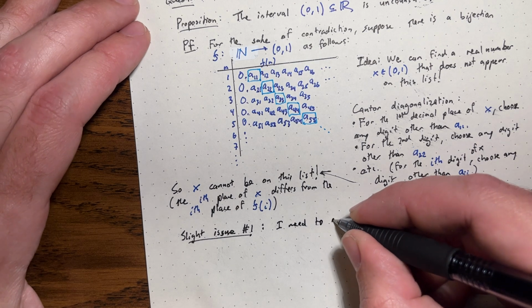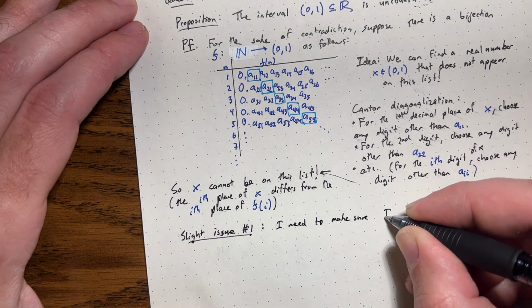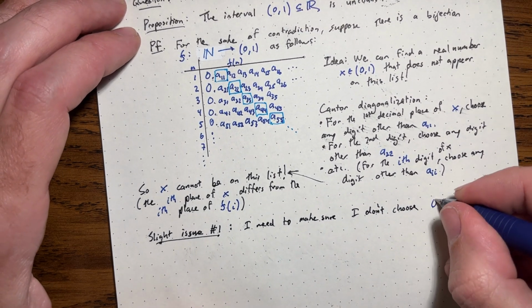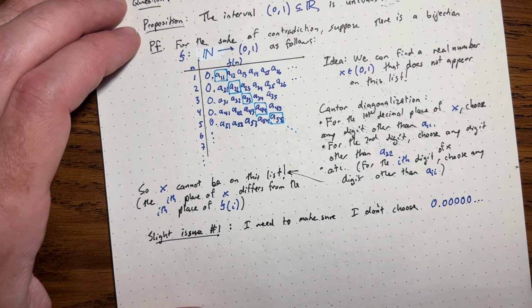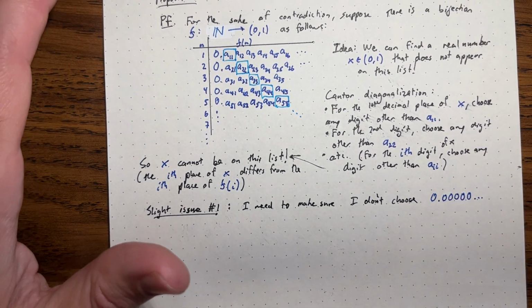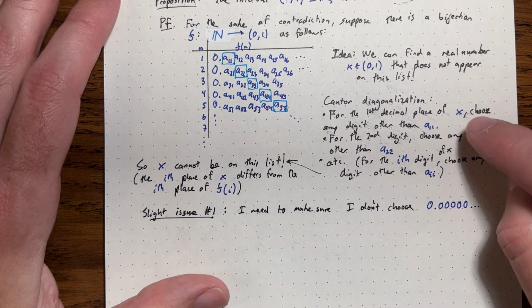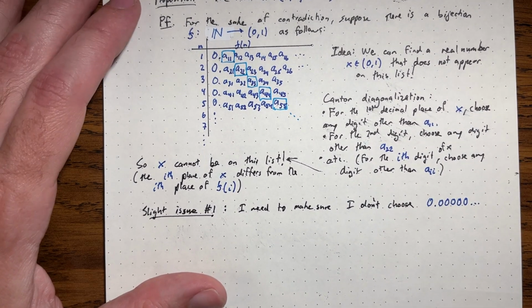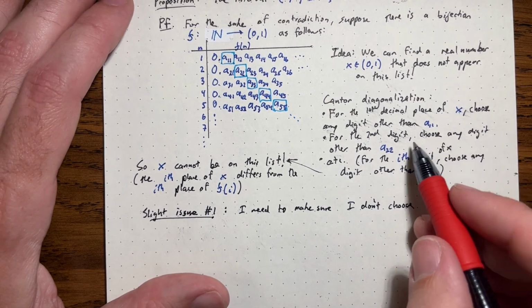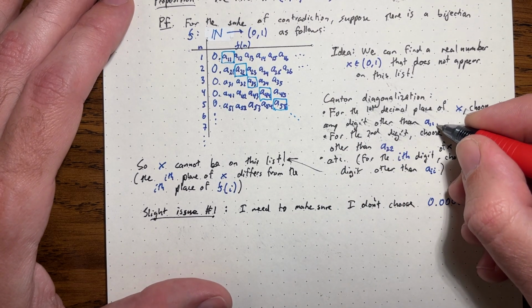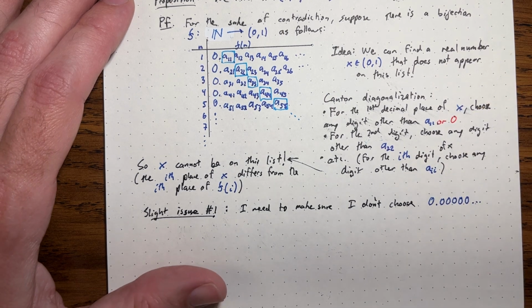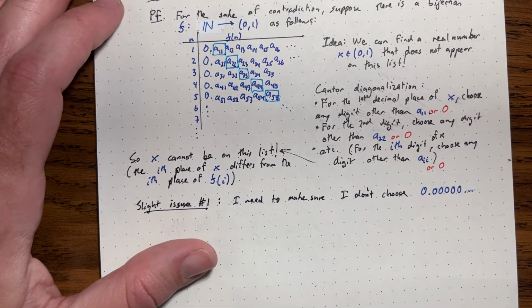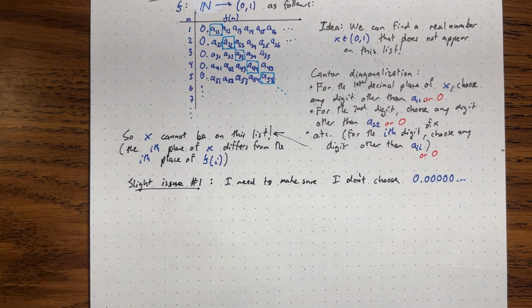That's easily fixed. I need to make sure I don't choose the number 0.00000, etc. At some point I choose something non-zero. That's super easy because, again, as I pointed out, we have many choices in each step. So let's actually immediately modify this. There are lots of ways to do this. Probably the simplest way is just to say choose any digit other than 0, right? So just avoid 0 in every step, and then we'll be fine. Okay, so that fixes that issue.